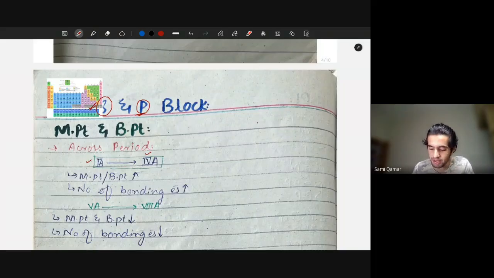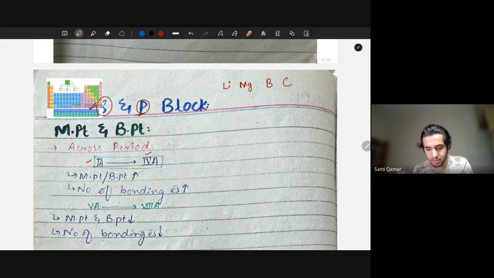Okay, we have studied about lithium, right? Then our second one is magnesium. The third one is going to be boron, and the fourth one is carbon, right? Now, what does it mean that bonding electrons are increasing? That's why melting point and boiling point are increasing.